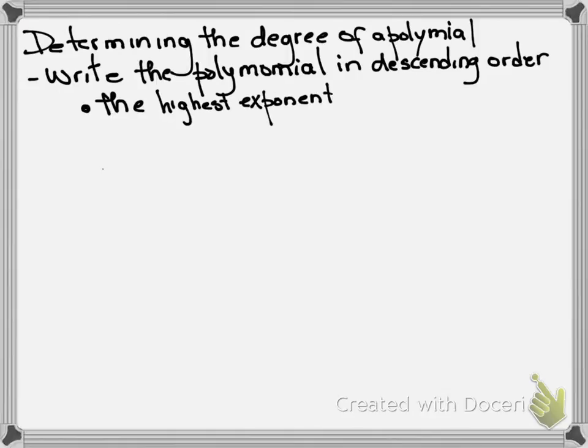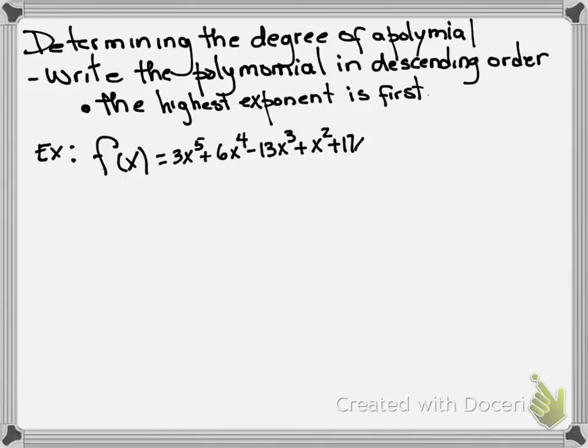Now, ladies and gentlemen, let's look at the example. f of x equals 3x to the 5th power plus 6x to the 4th minus 13x to the 3rd plus x squared plus 17x minus 20. That is a polynomial in standard form where it is in descending order. Make sure that you see all the exponents going down as we write them. Let's look at another example.